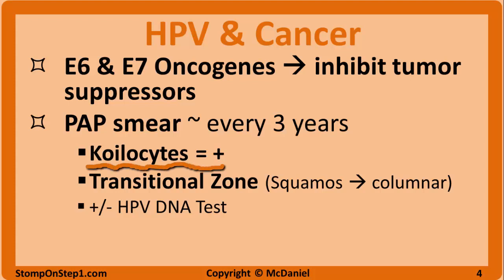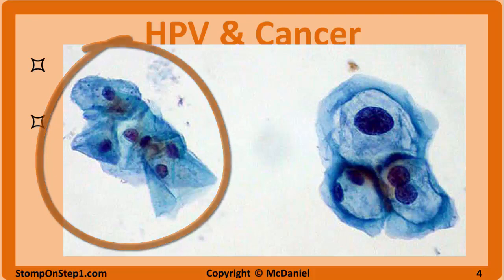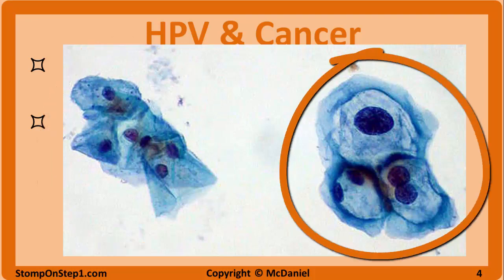Koilocytes, aka koilocytic atypia, are irregular squamous epithelial cells seen on PAP smears that can signify HPV infection. These cells have an enlarged, darkened nucleus, perinuclear clearing or halo, and an irregular border. Here on the left, you can see normal cervical cells, and on the right, you can see koilocytes.